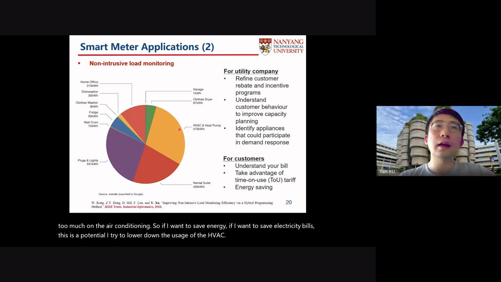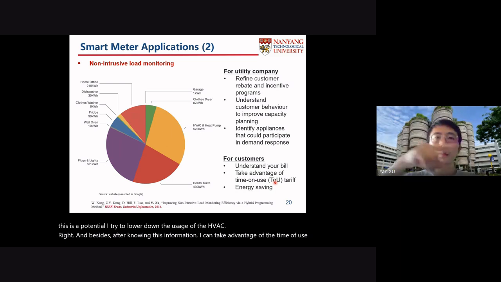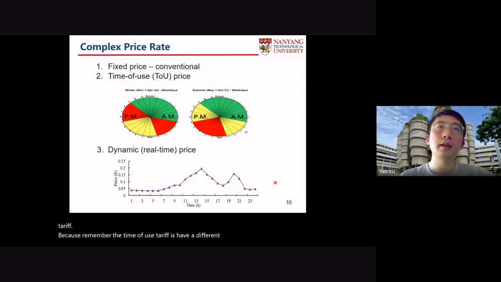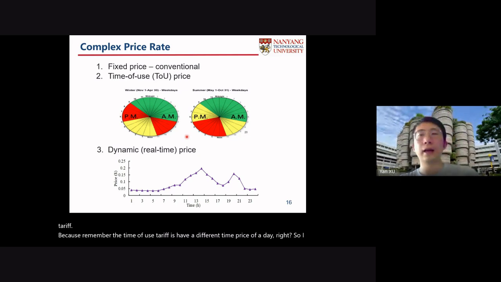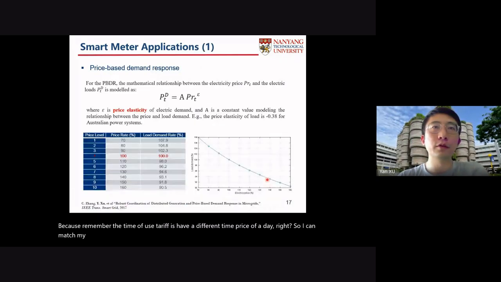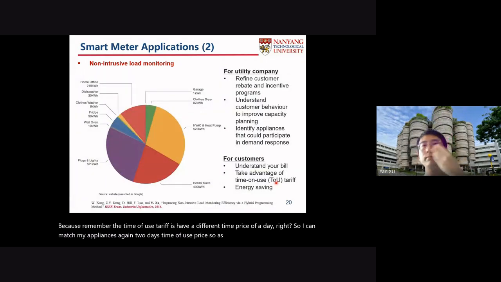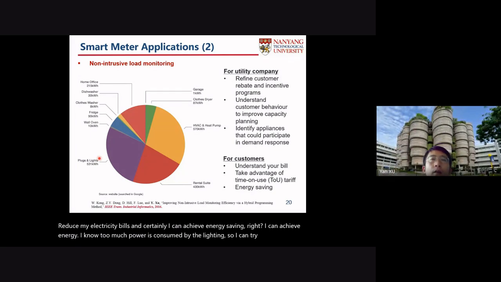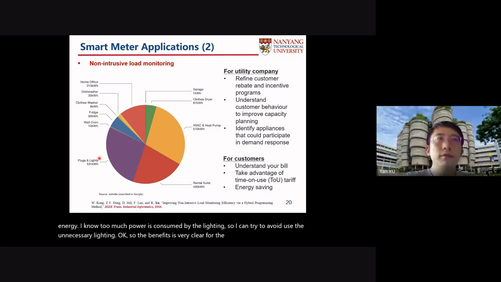And besides, after knowing this information, I can take advantage of the time of use tariff. Because remember, time of use tariff has a different price at different times of a day. So I can match my appliances to this time of use price, so as to reduce my electricity bills. And certainly I can achieve energy saving. I know too much power is consumed by the lighting, so I can try to avoid unnecessary lighting. So the benefits are very clear for the customers.